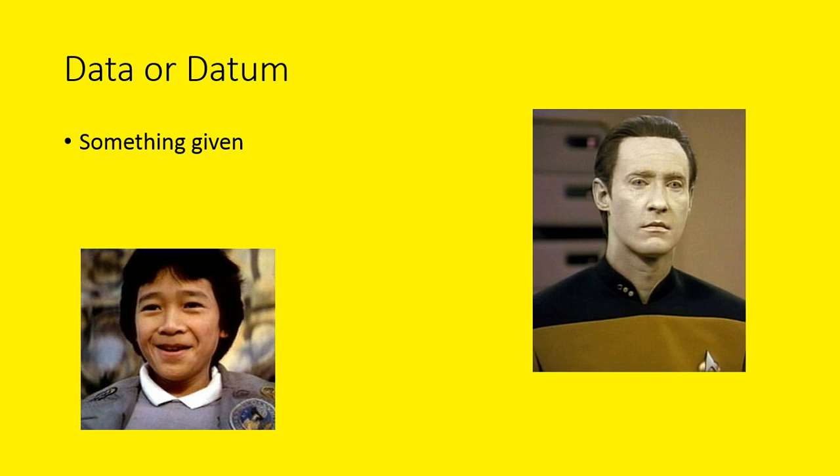Now, data or datum. Datum is the singular of data. Data is the plural of datum. So data is what we're going to be using because we're usually talking about multiple things. Data is basically Latin for something given. So whatever we're collecting is called the data. It's given to us. It's what we collected. All right. It's the information that is given to us.